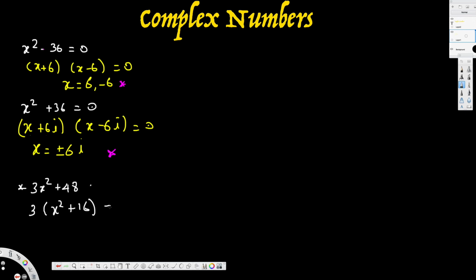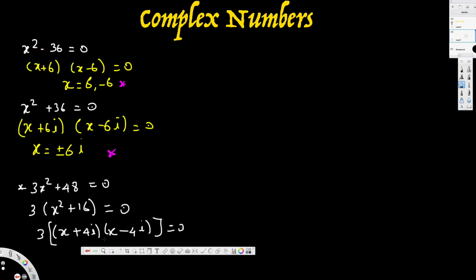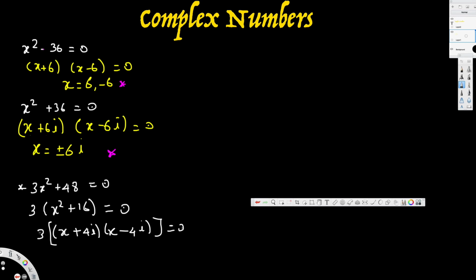So we are going to get 3 times, again I put it in a bracket, x plus 4i and x minus 4i is equal to 0. So if we have a number outside, we don't have to worry about it. Only the things with x we have to deal with. We just equate x minus 4i and x plus 4i to 0. So when we solve, x is equal to negative 4i and x is equal to 4i. So negative 4i and plus 4i, that's the answer.